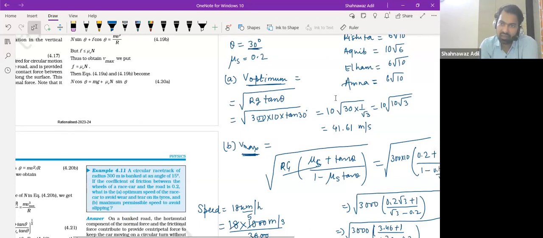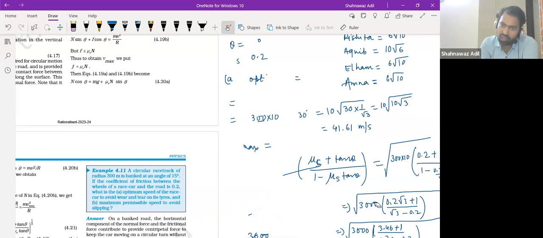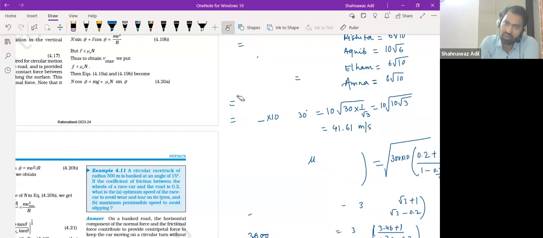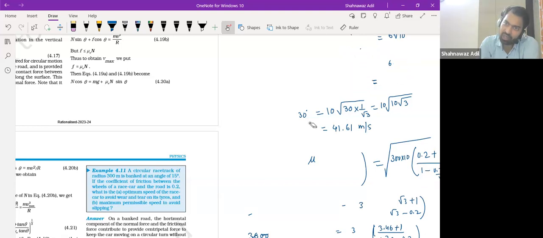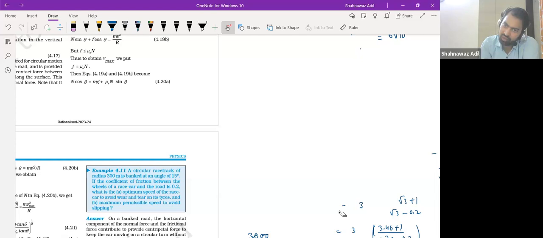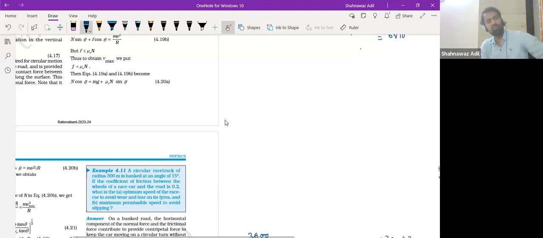So as I have written in here, to reduce the wear and tear, with which velocity do we have to move? Optimum velocity, right? And to skip the slipping, we have to move with Vmax. So to avoid slipping, we have to apply Vmax, and optimum we already know. So this is the question.